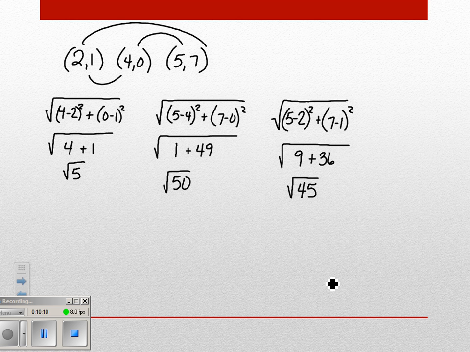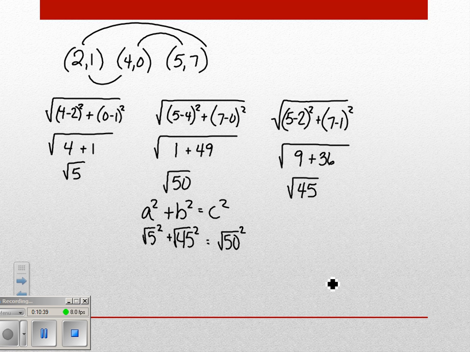So we have one triangle leg that's root 5. The other leg of the triangle has to be the root 45, correct? Because we know the legs are always going to be shorter than the hypotenuse. So that leaves root 50 to be our hypotenuse. Now, Pythagorean theorem we know is this. So let's put one leg here, the other leg here, and the hypotenuse here.